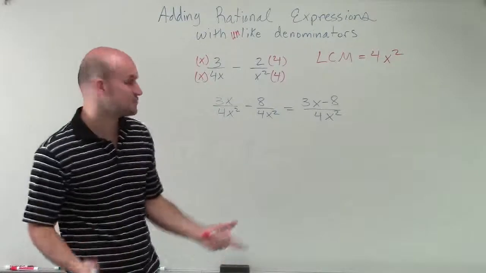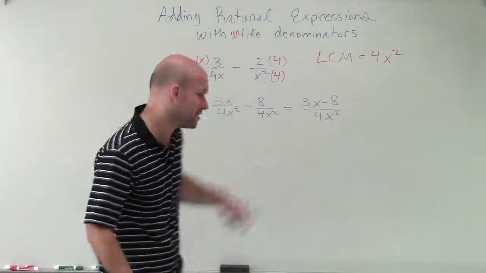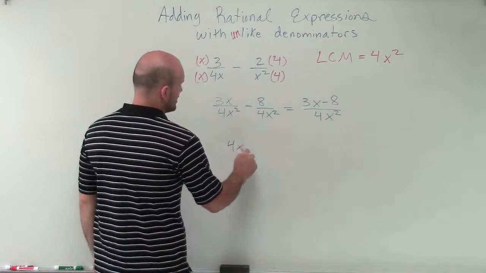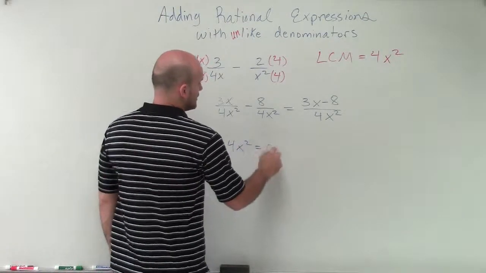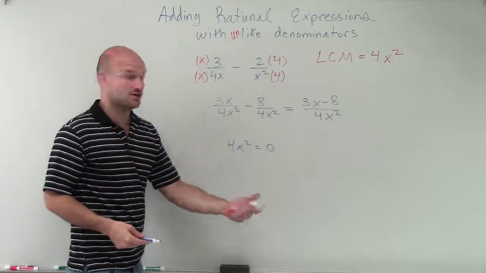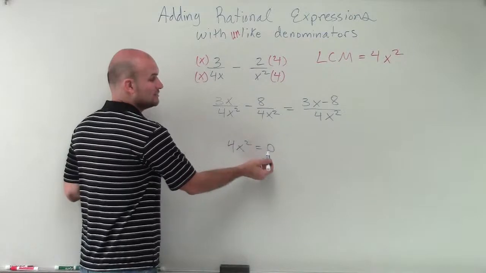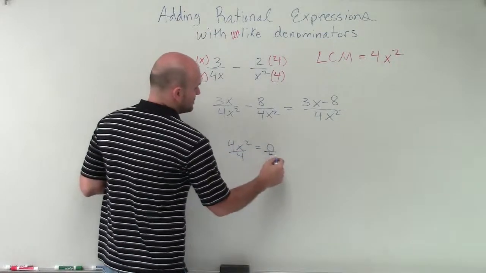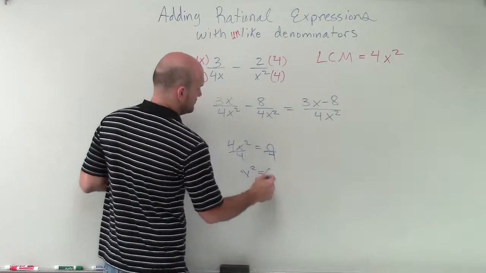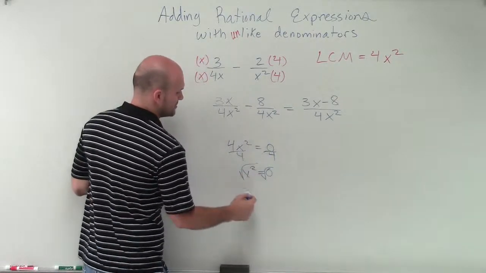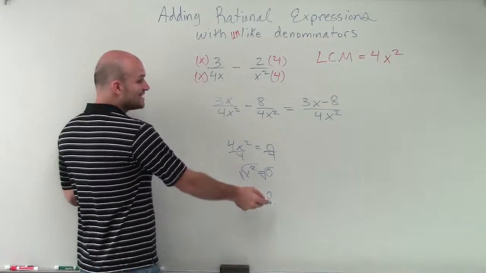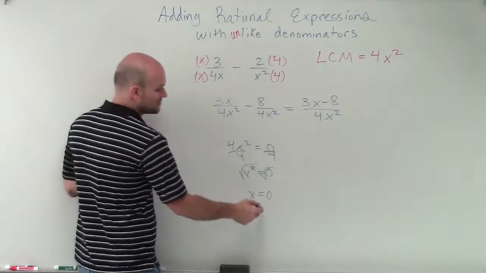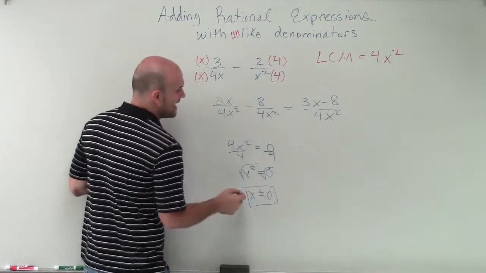And if we want to write a constraint, we know that our denominator cannot equal 0. So one thing that we do to write our constraint is we just set our denominator equal to 0, because we want to find what values make it equal to 0, because that's what's not going to be a part of our solution. So we solve for x. So therefore, when x equals 0, our denominator equals 0. So therefore, our constraint is x cannot equal 0.